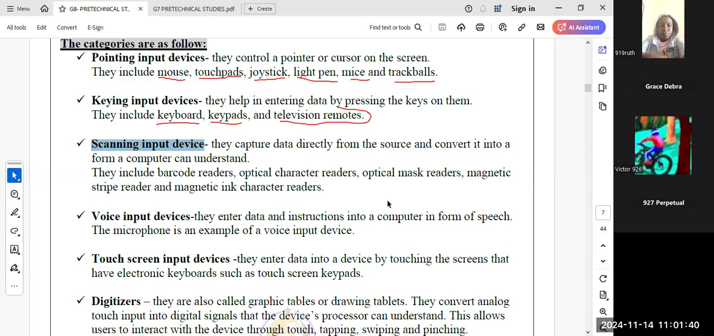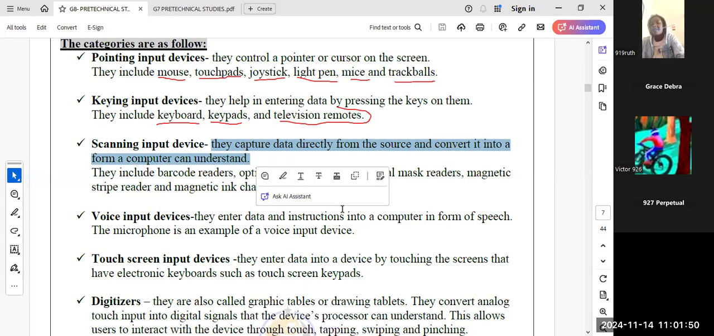Scanning input devices, correct. They capture data directly from the source and convert it into the form a computer can understand. When they are capturing data, this data is in analog form. Analog means a form that the computer cannot understand, but only you, human, can understand.